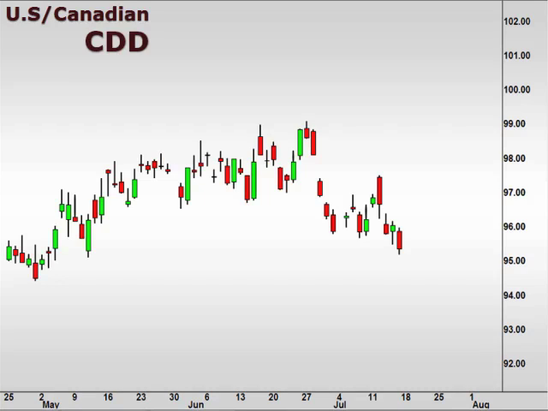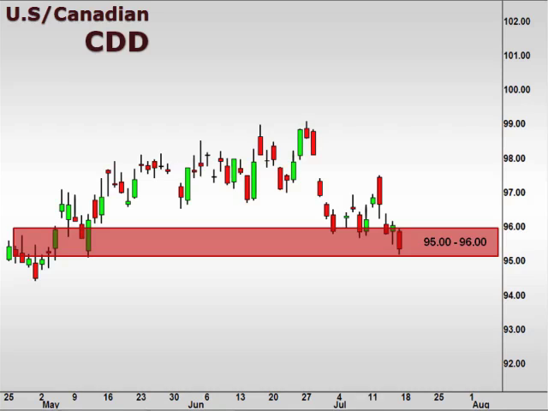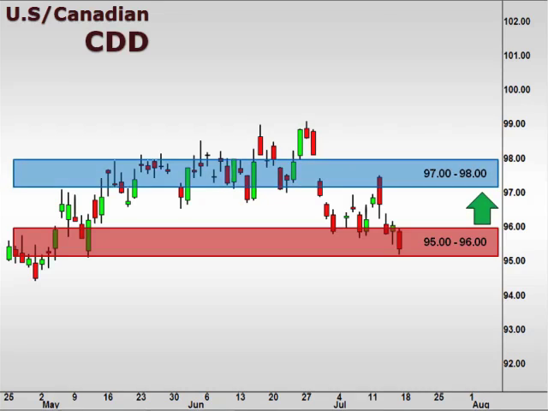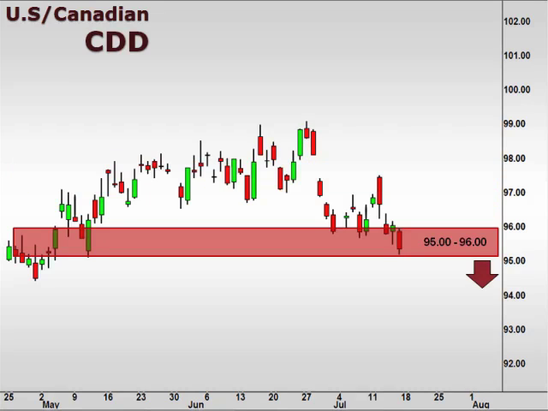Next up, the CDD, the U.S. versus the Canadian dollar. Well, the CDD closed this week with a test of the lower range of the 95-96 support. Now, a break above 96 is likely to meet with resistance at the 97-98 zone. However, failure to hold 95 signals a continuation lower.